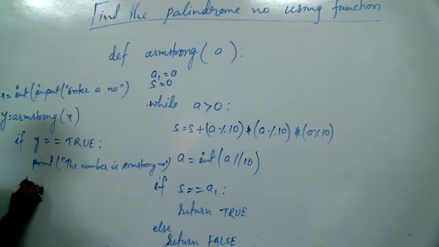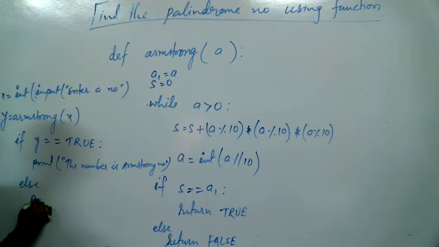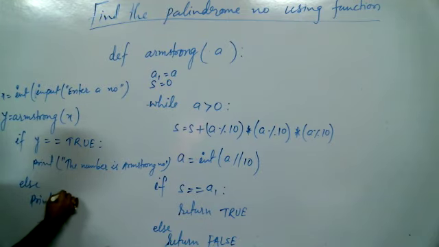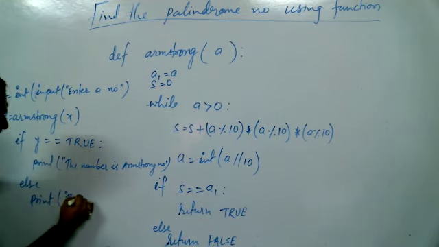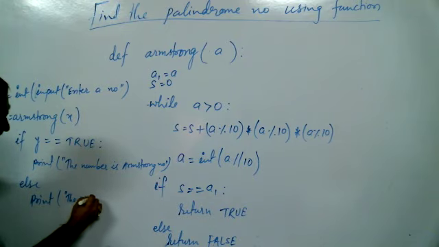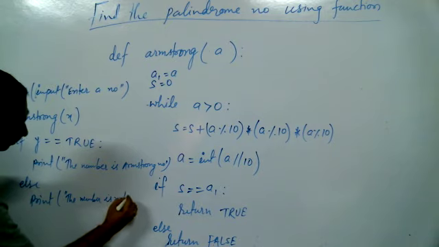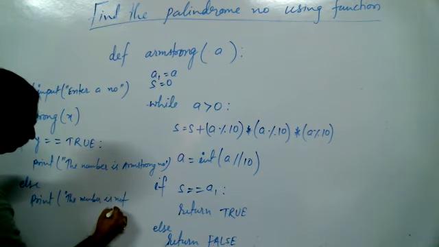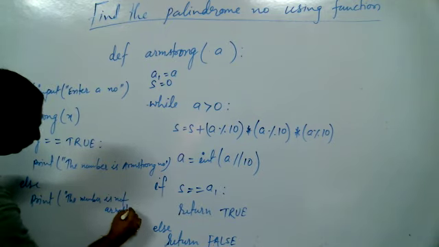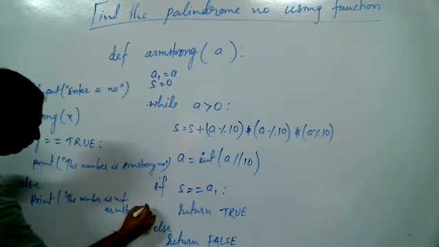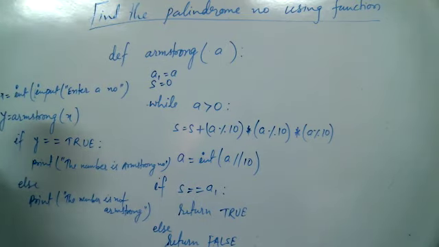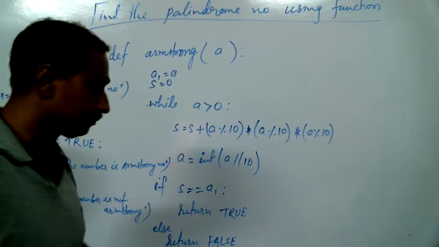Otherwise, else print "The number is not Armstrong." Like that, we have to do it.